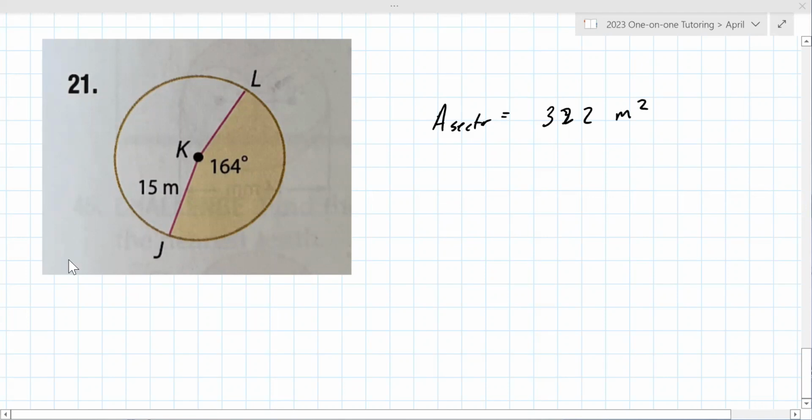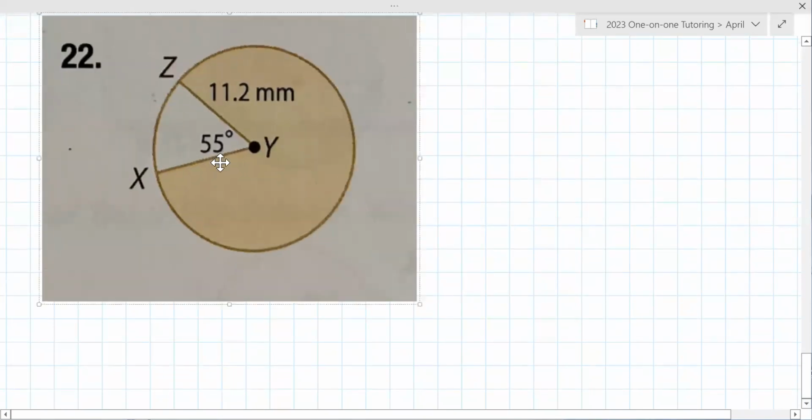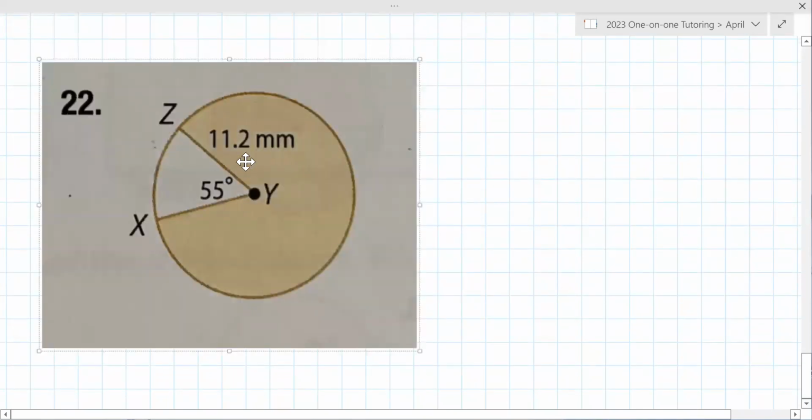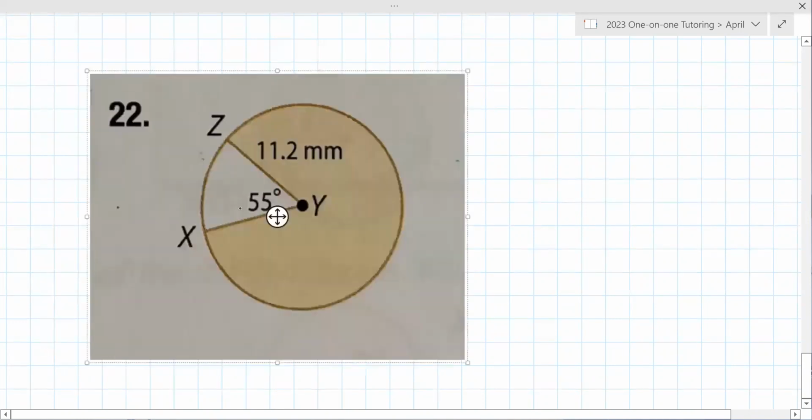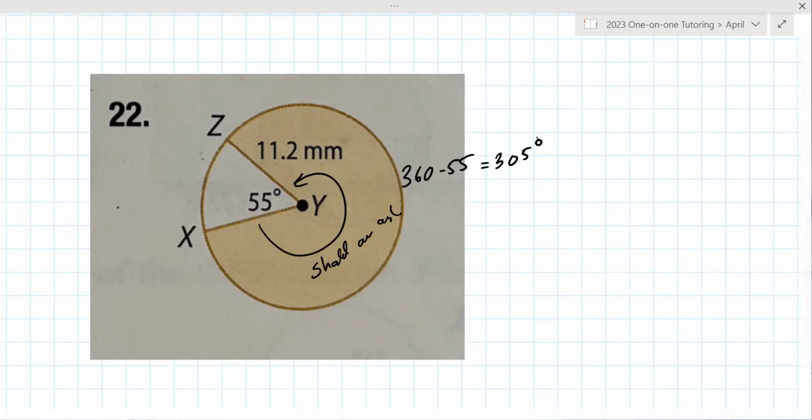Grab this one here, 22. All right. So notice that the central angle this time is not the angle for the shaded area. So you want this shaded area angle. Okay. So to get that, you subtract from 360. Okay, that's option one. This ends up being 305 degrees, and use the formula that we've been using. Okay, that's way number one.